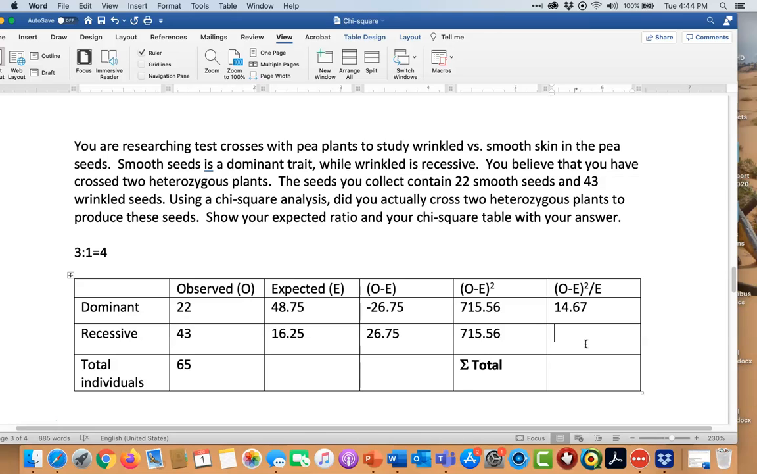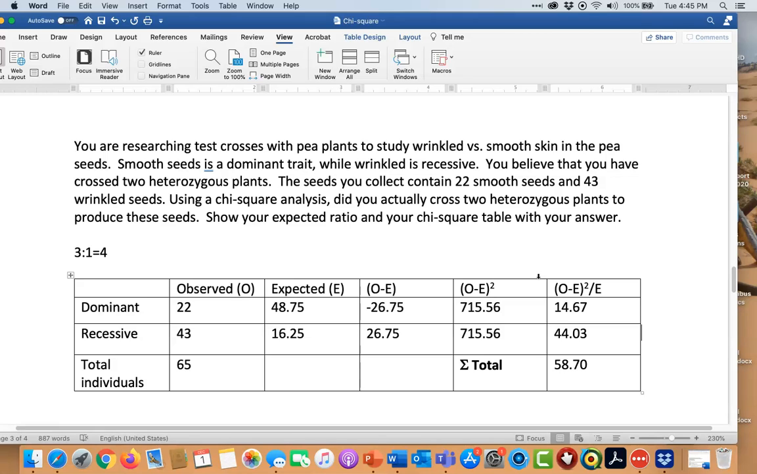On the bottom, we've got 715.56, and we're going to divide by 16.25, which is 44.03. So added together, we have 14.67 plus 44.03. We have a chi-square value of 58.7. So a very large chi-square value.